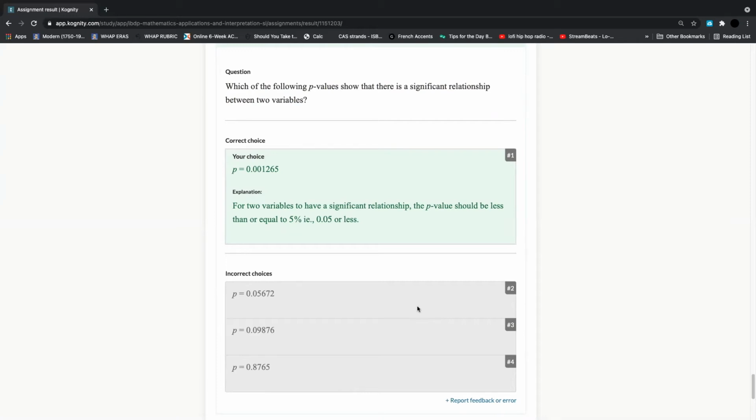Yeah, no, you're good. Okay, so I know that the problems will always give me the significance value or the critical value, correct? So we know that if the p-value is less than the significance value, you can reject the null hypothesis. That means that the relationship is significant, correct?